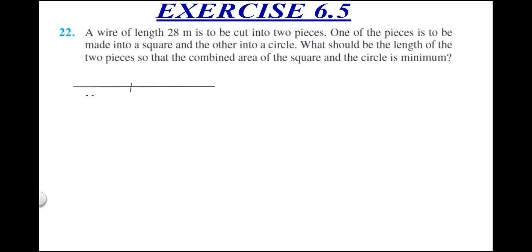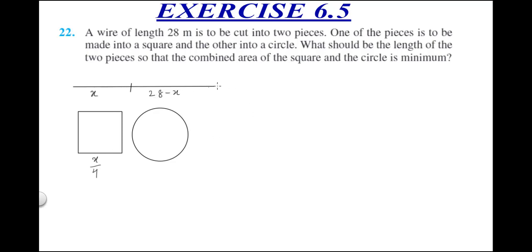So I am considering, suppose it is 28, so this is x, then the leftover piece is 28 minus x. Now it is said that one of the pieces is to be converted into a square. So let us suppose this piece whose length is x meter is converted into a square. So let us just draw a square. Now if x is the total length of wire from which this square is made, that means this x is the perimeter for it. So the length of each side will be x divided by 4. Equal sides a square has.